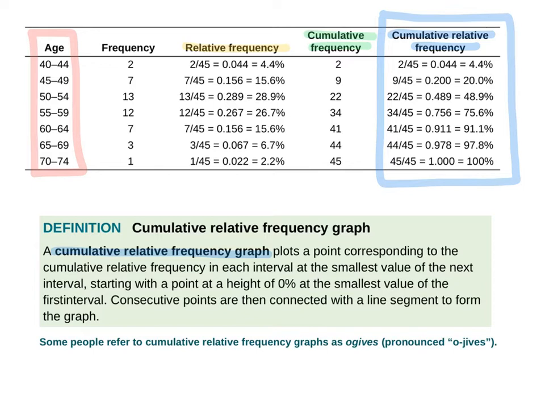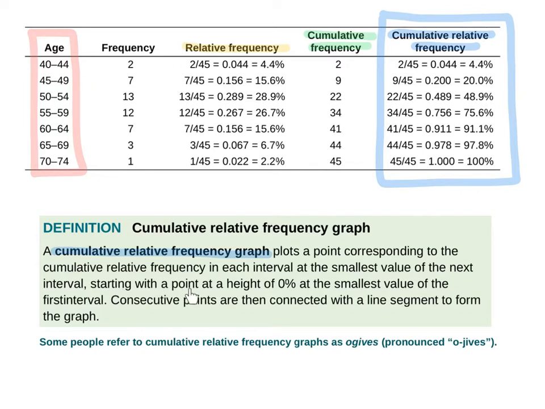So, anyhow, we call that a cumulative relative frequency graph, which I haven't even shown you yet. But this is the reason why I didn't want to just give you the definition, because the definition is very dry. Sorry, definition writer. But a cumulative relative frequency graph plots a point corresponding to the cumulative relative frequency. So not just relative frequency, but the added up relative frequency. So eventually we'd get to 100. In each interval at the smallest value of the next interval. So it means if you're here, it adds up all the intervals that came before it. So you're starting to see how it's related to a percentile.